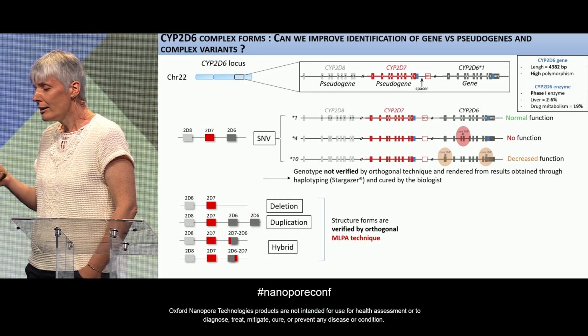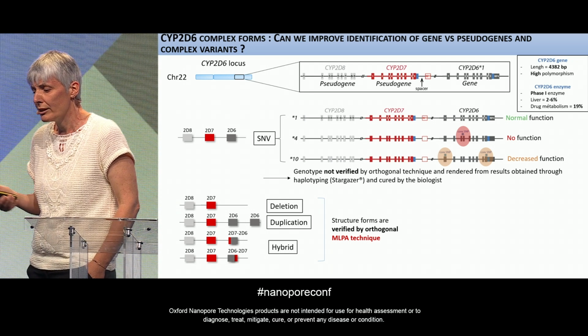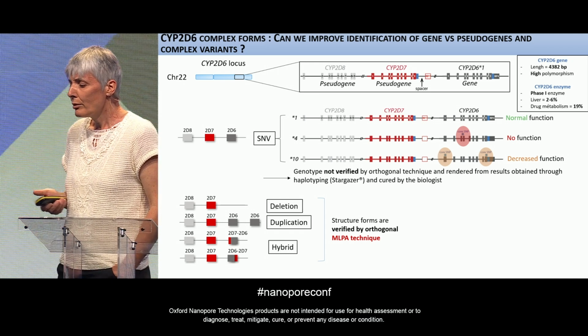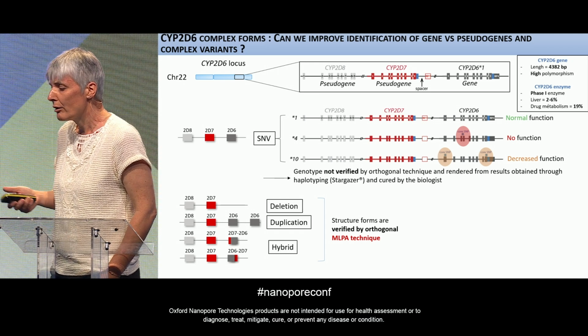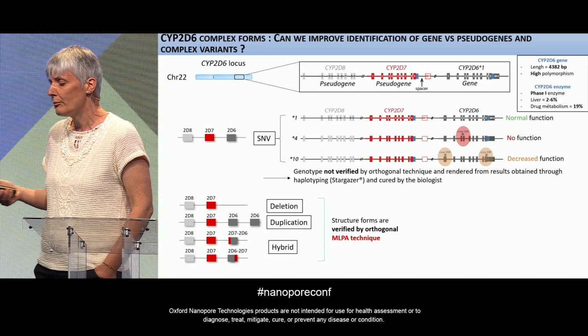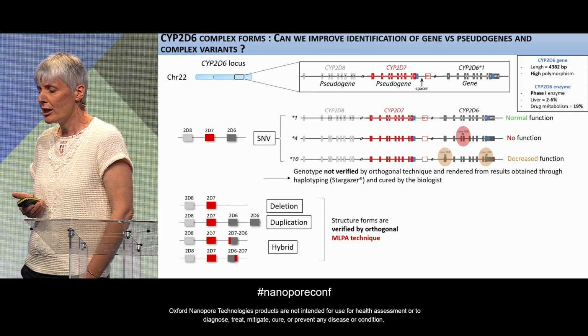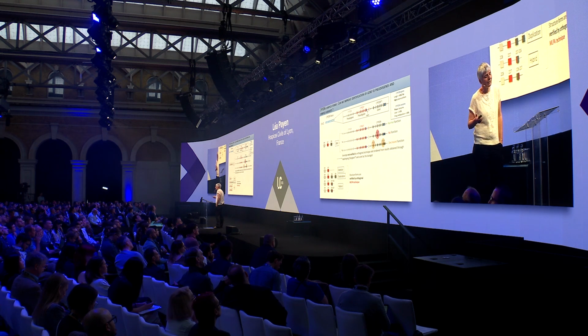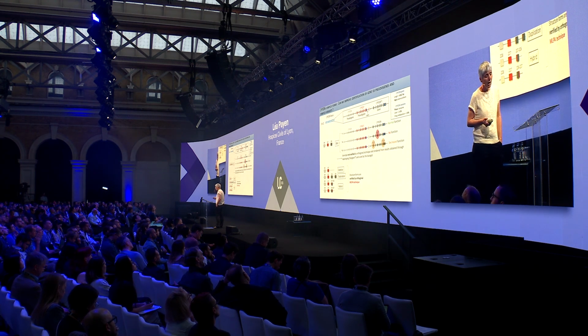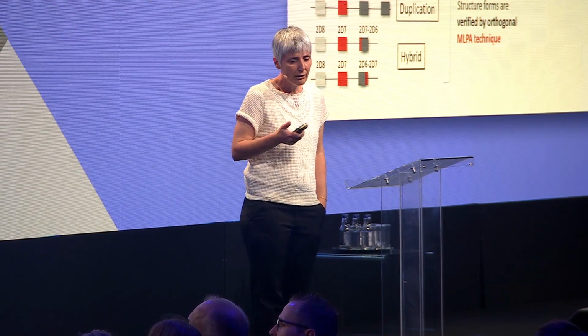But we have additional variation to study. In some patients, we can observe a deletion of copies of the CYP2D6 gene, or we can also observe a duplication. And it can make some hybrids with the pseudogene CYP2D7. So currently in my hospital, we are verifying all the structural forms by orthogonal MLPA techniques and other techniques.